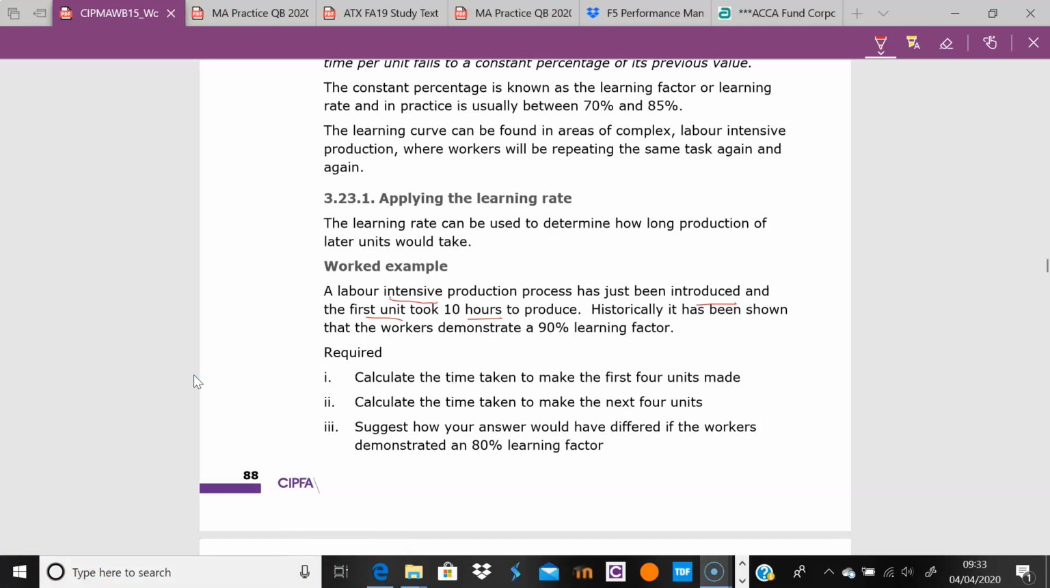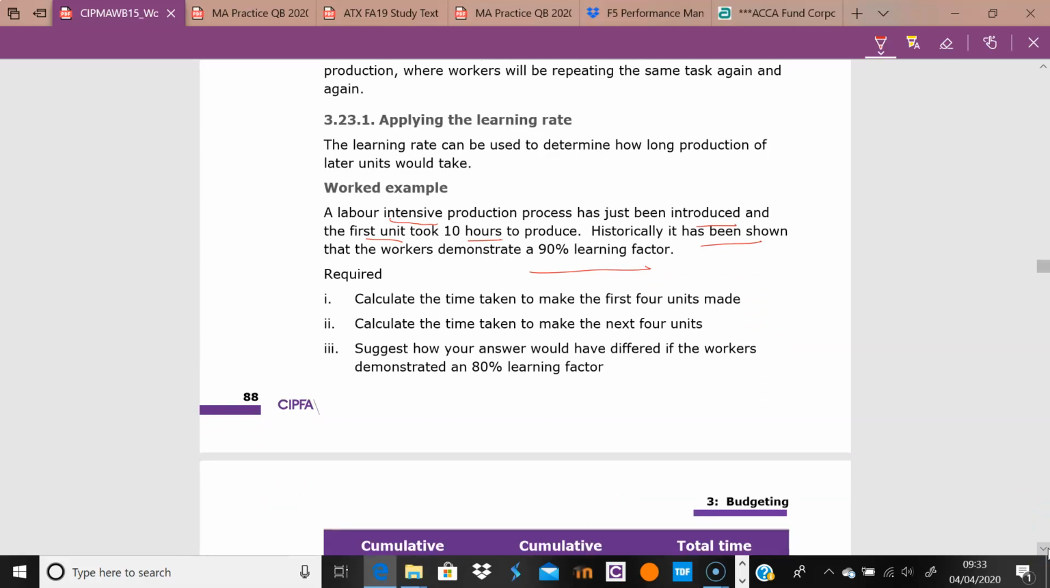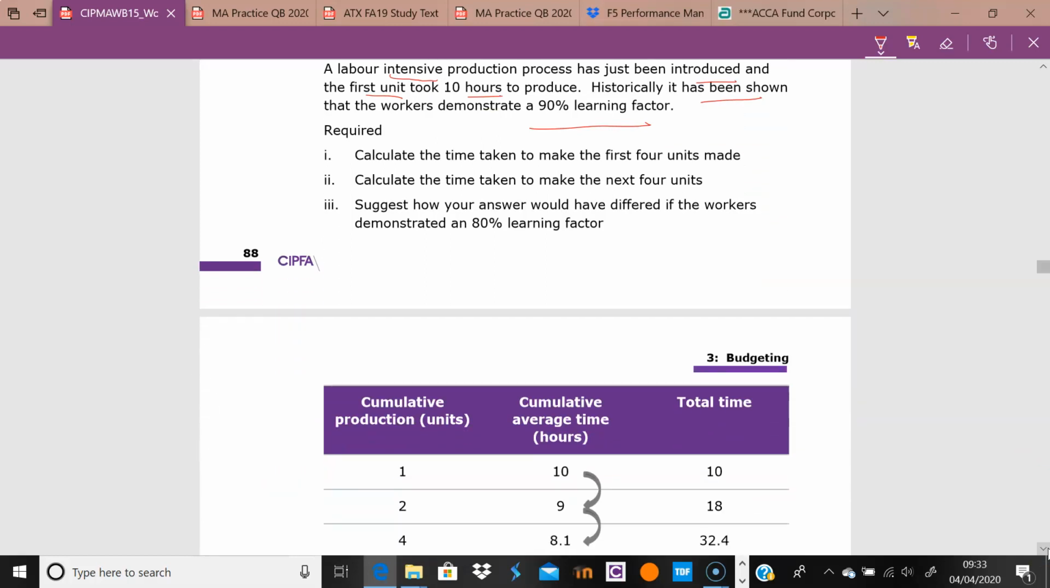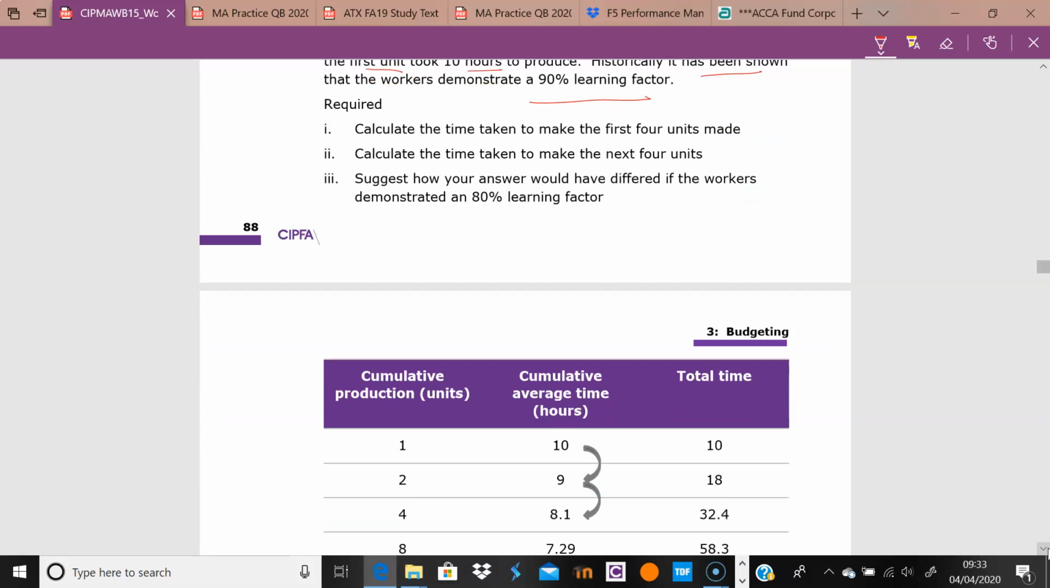Right, so I was talking about an example where you have a labor-intensive production process that's just been introduced. The first unit took 10 hours to produce. It says here, historically, it has been shown that workers demonstrate a 90% learning factor. Let's just see what that means, and you'll see what I mean by always create a little table. What this is saying is that when you make the first unit, just walk through it and say it out loud. It took 10 hours to make.